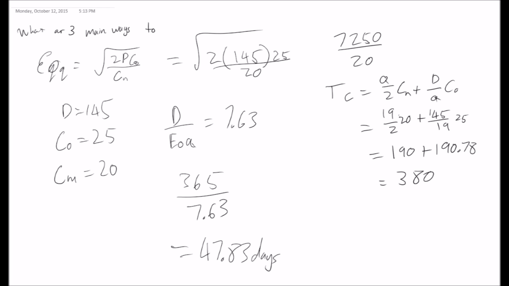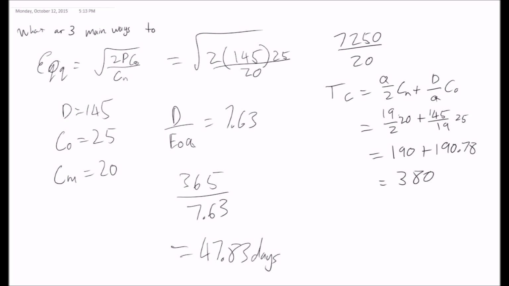What is the optimal number of days between orders? How many days are there in a year, Devin? 365. And how many orders are we going to place? 7.63. So if we divide 365 by 7.63, we get 47.83 days. So that's the number of days between the orders.